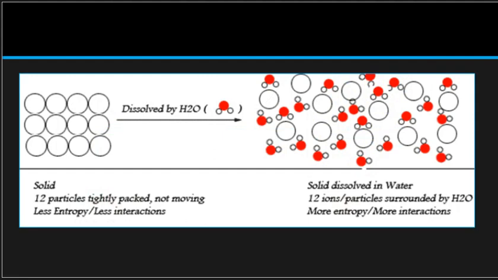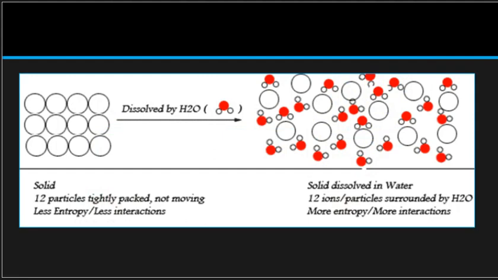So each element is different. And then, of course, each molecule is different. One of the highest boiling points that we know out there is water, and it's 100 degrees C, which is also 212 Fahrenheit. So we'll be looking at that. But what happens essentially is that the solid gets disrupted by something, in this case water.